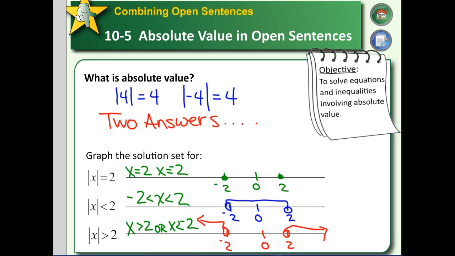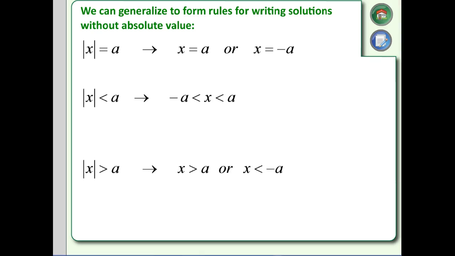Now, those graphs should look really familiar as we look at those. So we're going to see that I can generalize the rules for writing solutions with absolute values to these. Again, if you look at the first one, it's an equation. So I solve it once for the positive answer and once for the negative answer. If it says less than, we've got to remember to make that look like a conjunction.